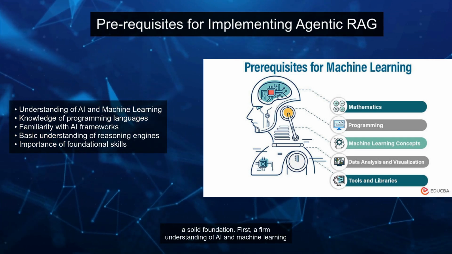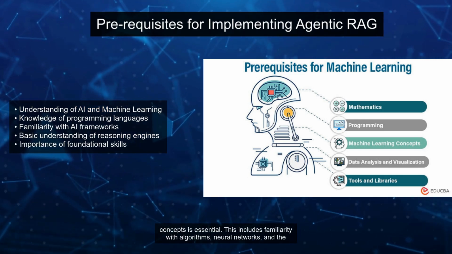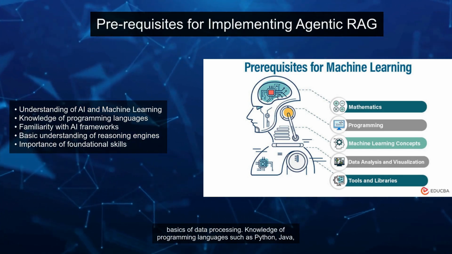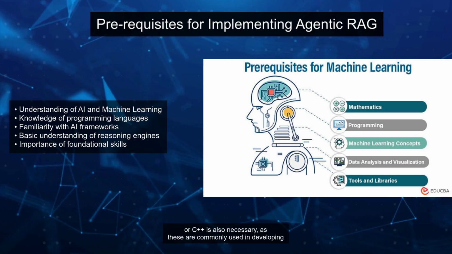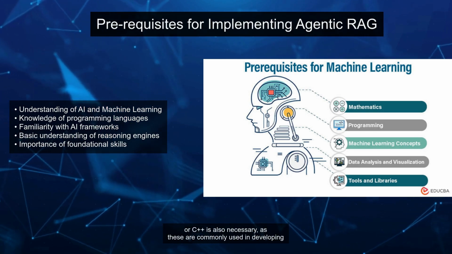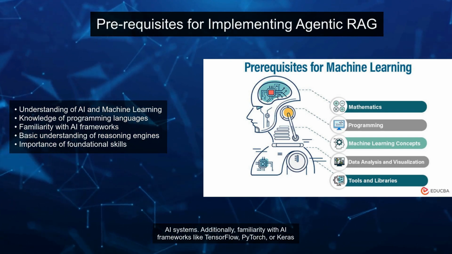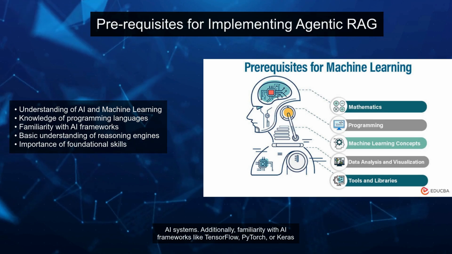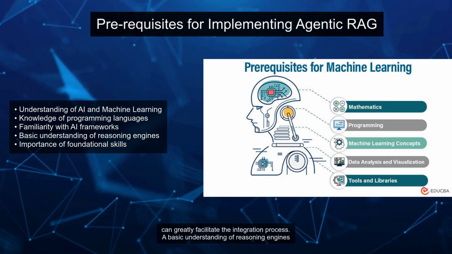First, a firm understanding of AI and machine learning concepts is essential. This includes familiarity with algorithms, neural networks, and the basics of data processing. Knowledge of programming languages such as Python, Java, or C++ is also necessary, as these are commonly used in developing AI systems. Additionally, familiarity with AI frameworks like TensorFlow, PyTorch, or Keras can greatly facilitate the integration process.